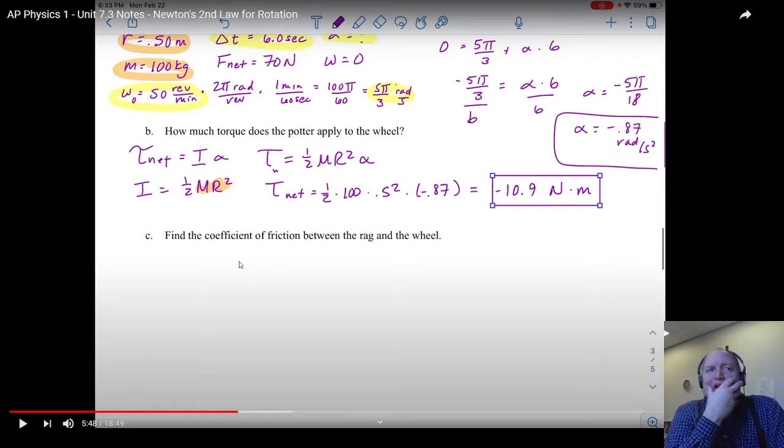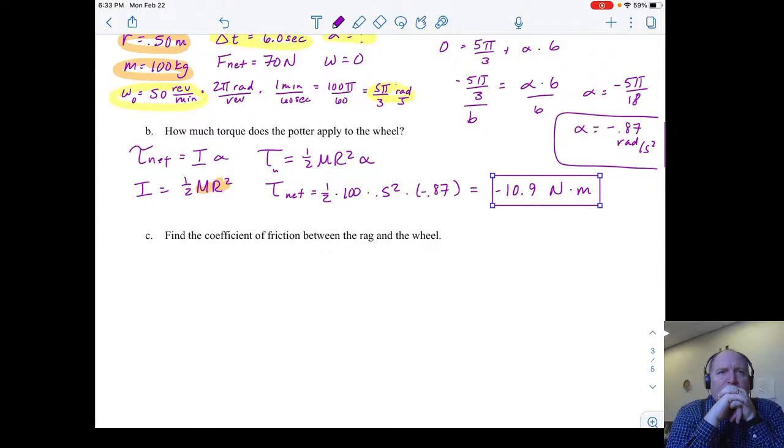So compare and contrast to the other way that students might mistakenly do this. So it was 70 times 0.5. They would have gotten 35. So this is a third as much, right? A big difference. And so it's a really well set up problem to really indicate that approach is problematic. And then we'll see how she does proceed here. Okay, finally, find the coefficient of friction between the rag and the wheel. Okay, so I'm going to make a sketch here. That's so cool.